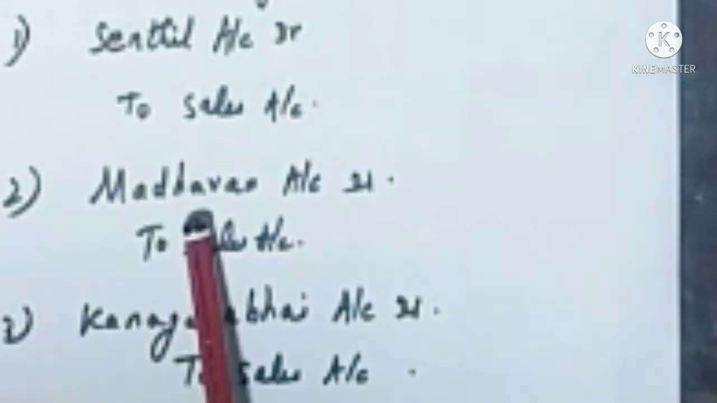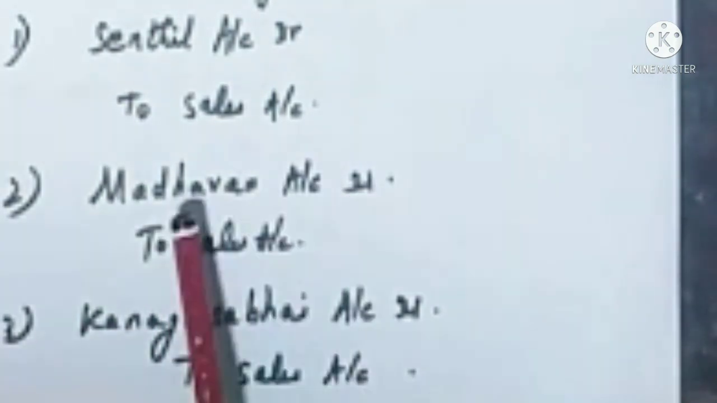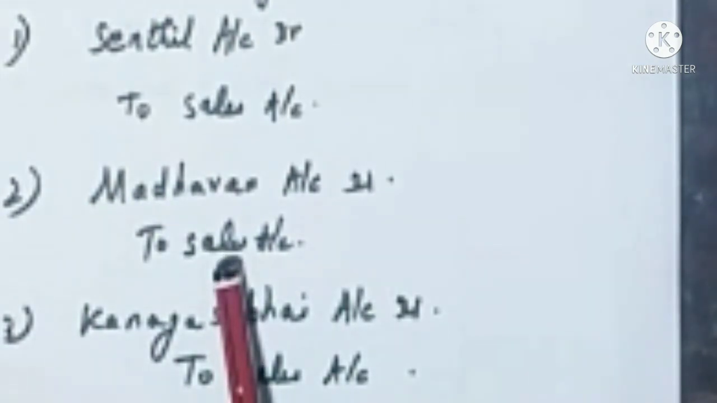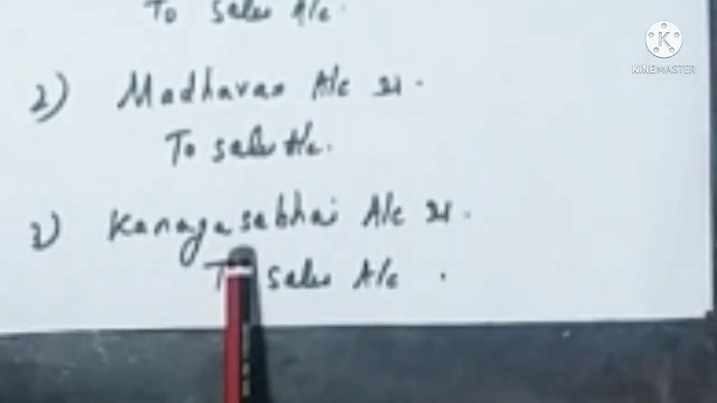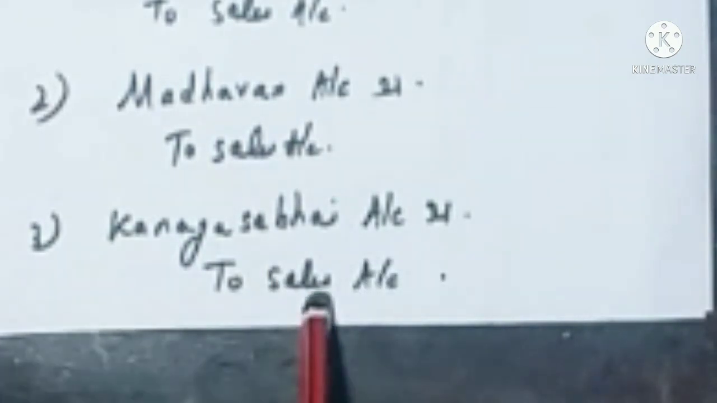Next one, Madhavan is the receiver of goods. So Madhavan account is debited as per the personal account rule, debit the receiver. And sale is an income, so it is credited according to the nominal account rule, credit all incomes and gains. And Kanagasabai is also the receiver of goods, so he is debited as per the personal account rule, debit the receiver. Sale is an income, so it is credited as per the nominal account rule, credit all incomes and gains.